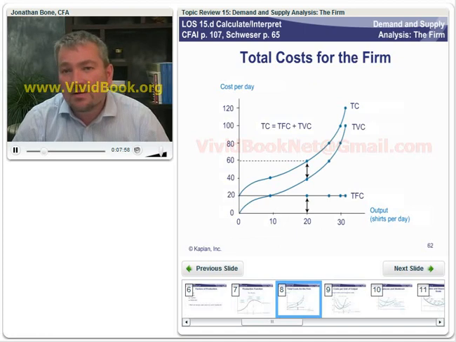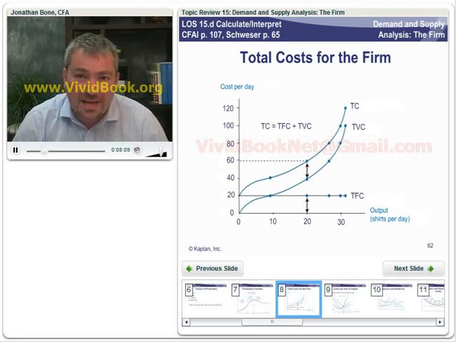Now we're going to argue therefore that fixed costs are unavoidable in the short run. However, in the long run there is no such thing as a fixed cost because you can close your business down. So we're going to have certain fixed costs, anything that does not vary as output changes.